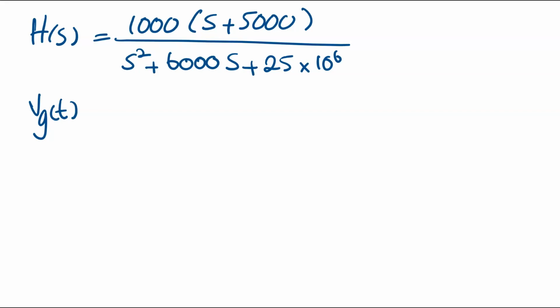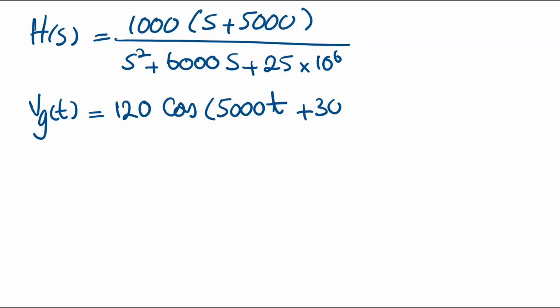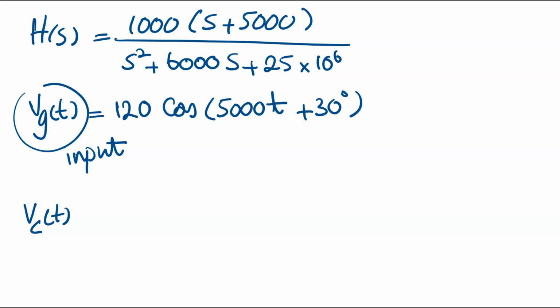So our input source Vg(t) is equal to 120 multiplied by cosine of (5000 t plus 30 degrees). So this is the input to the circuit. And here is my transfer function of the circuit. And I'm looking for the output, which is the voltage of the capacitor in the time domain.